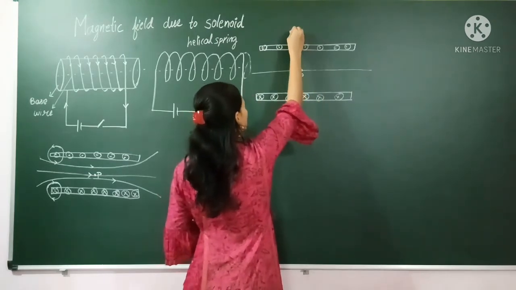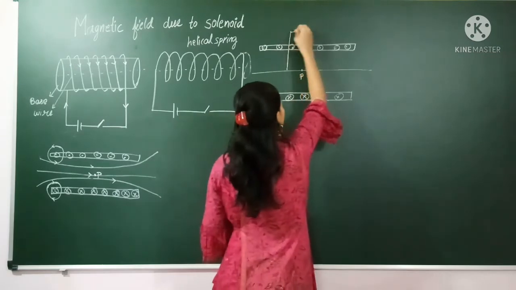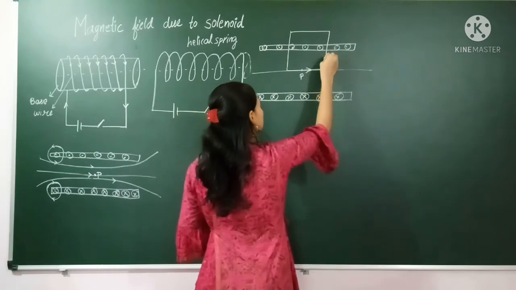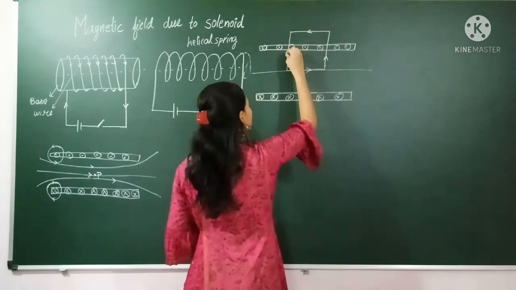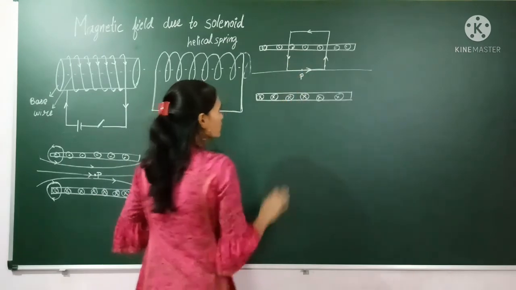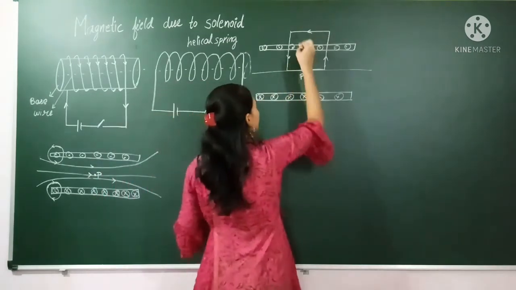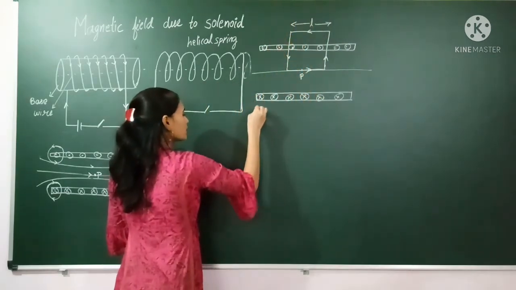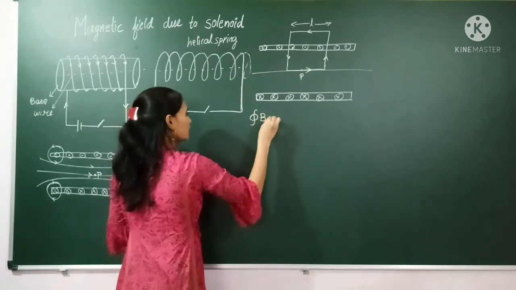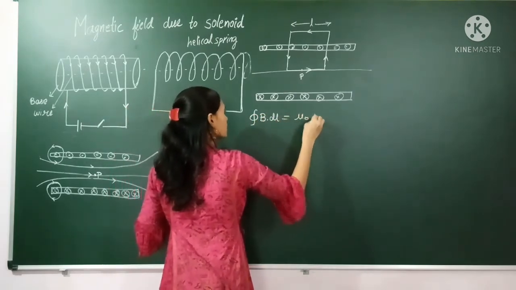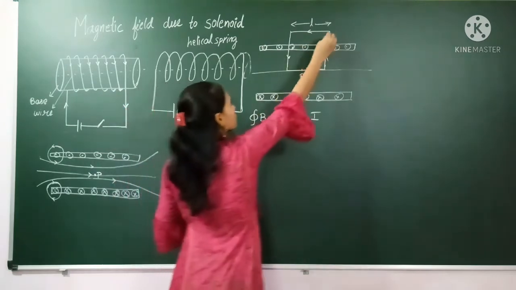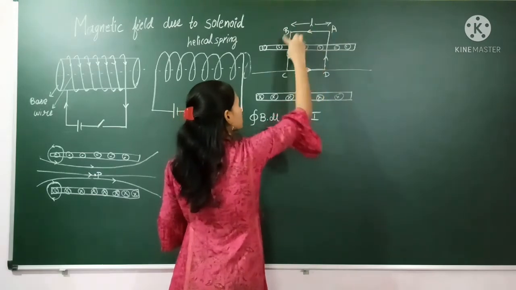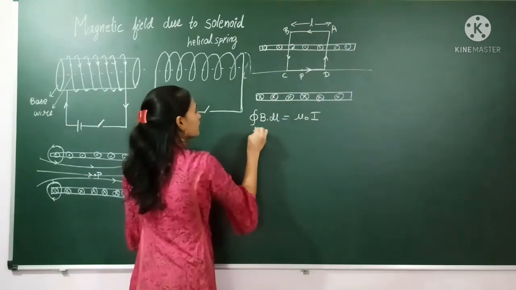Now we will draw one loop like this. If this is the direction of the magnetic field, it means the magnetic field will be present in the anti-clockwise direction. Now we will apply Ampere's circuital law for this, and this length will be L. The closed integral of B dot dl equals mu naught I. Here, for which loop are we taking the closed integral? Loop ABCD. This is our loop.